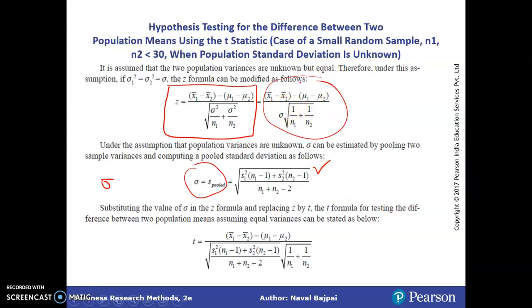However, this formula is used when you say that the variances of both populations are equal. So when you assume that the variances in both populations are equal, then you use this specific formula.